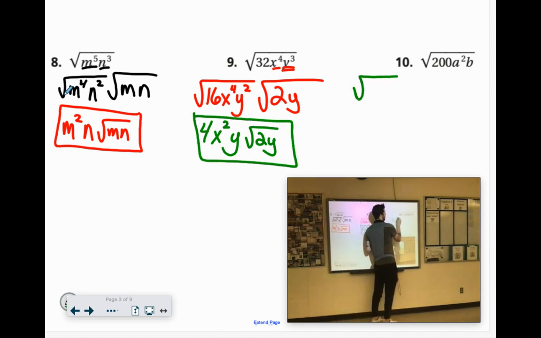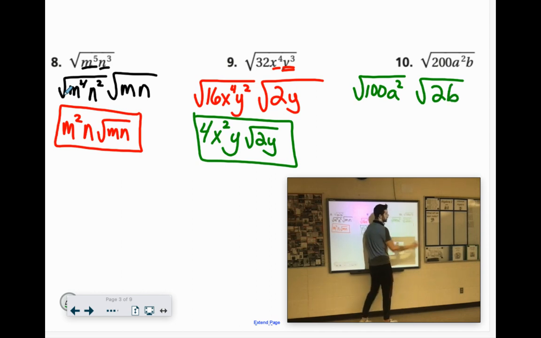200 is 100 times 2. A squared is perfect. B is not. So we just leave it in the leftovers. Square root of 100 is 10. Square root of a squared is a. And you have your root 2b.